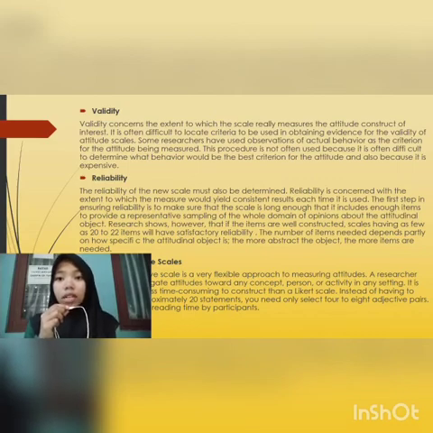The number of items needed depends partly on how specific the attitudinal object is. The more abstract the object, the more items are needed.